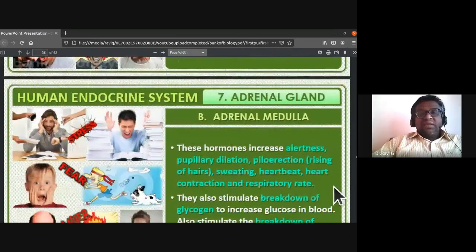These hormones from the adrenal medulla increase alertness. I'm talking about pupillary dilation, piloerection, that is the rising of hairs, sweating, heartbeat, heart contraction, and respiratory rate. The respiratory rate increases, sweating takes place, heartbeat increases, and the contraction of the heart increases. These all take place by the activity of adrenaline, wherein the body is prepared for an emergency, for fight.